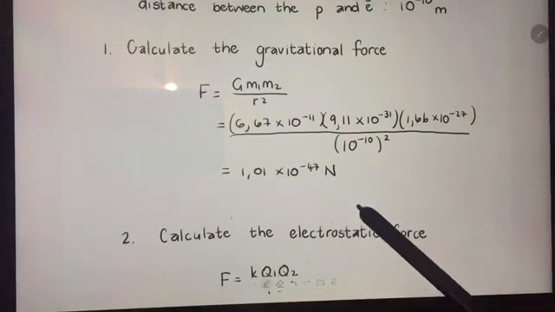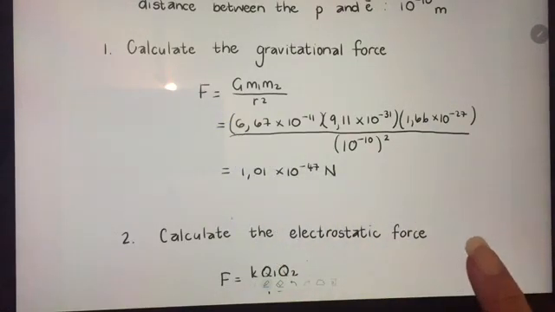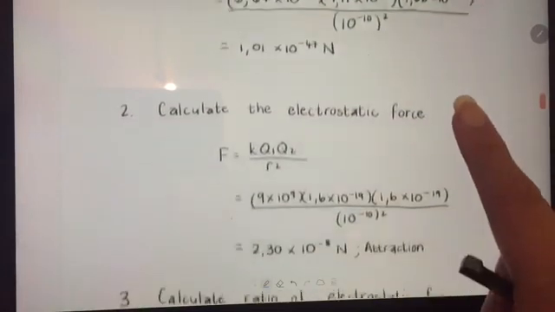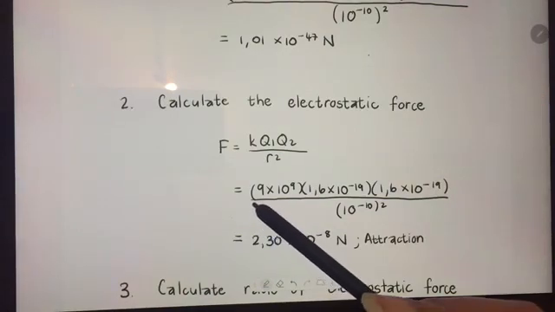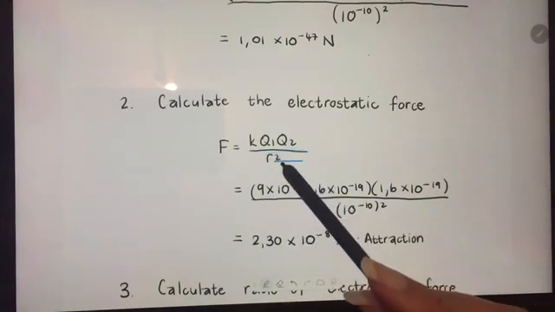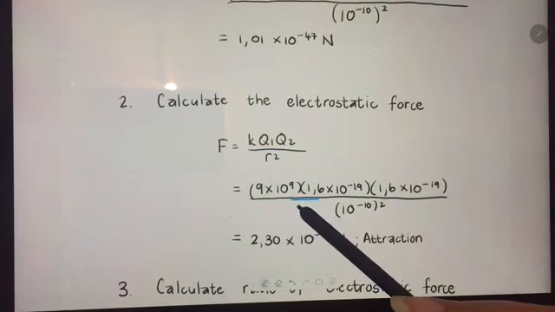And the answer that I got is the force that I've calculated, so it's in Newton. Then for number 2, they ask us to calculate the electrostatic force. So this is Coulomb's law. So this is your k, Q1, Q2 over r squared. The constant is 9 times 10 to the power of 9.